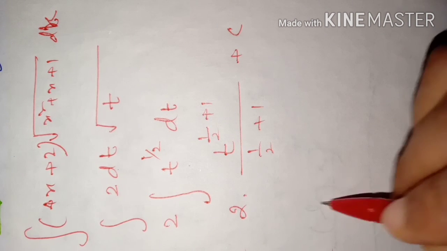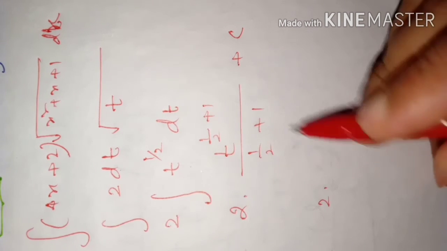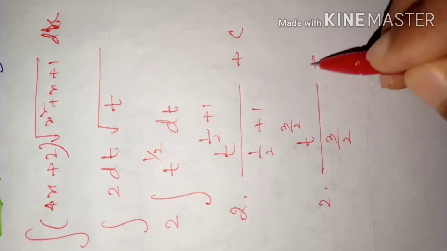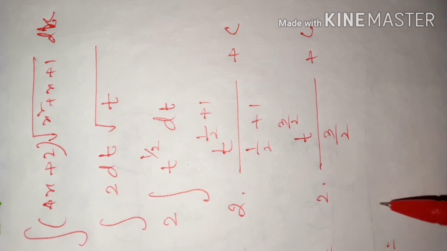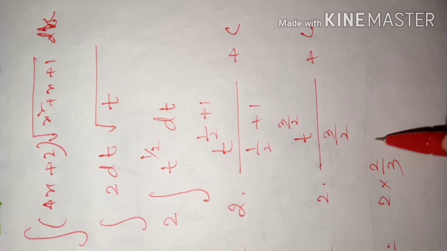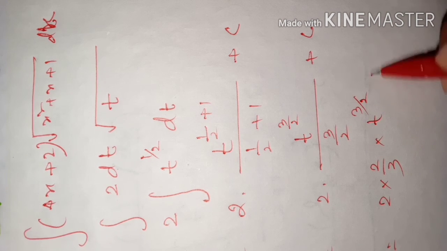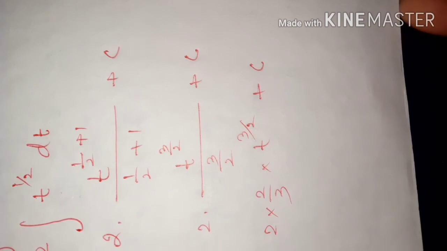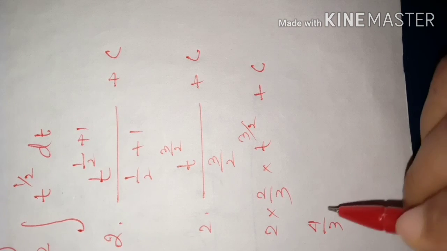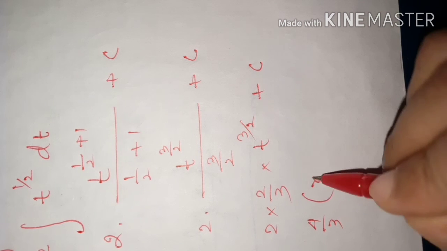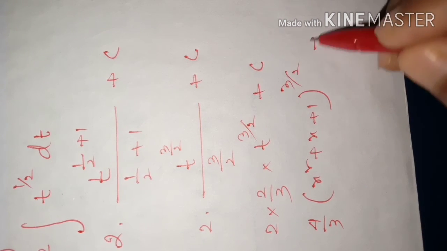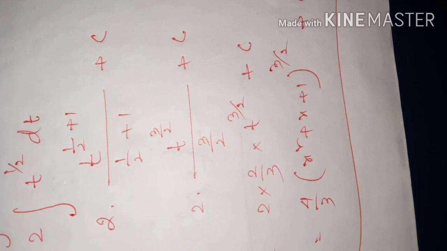So the answer will be 2 into, this will be 3 by 2, so it will be t to the power of 3 by 2 divided by 3 by 2, plus c, which is equal to 2 into 2 by 3 into t to the power of 3 by 2, plus c. So 4 by 3, where t stands for x square plus x plus 1, to the power of 3 by 2, plus c. This is our answer.